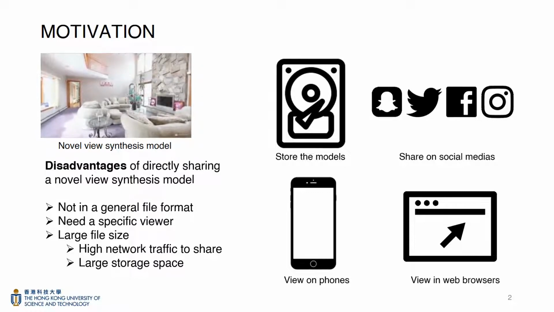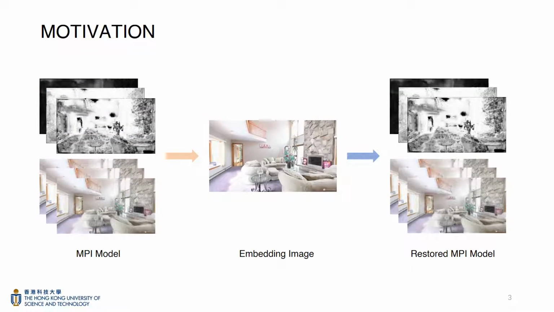To solve these problems, we propose a novel approach that embeds a model into a single embedding image that can be converted back to view from different viewpoints. We adopt the popular novel view synthesis representation of multi-plane images, also known as MPIs. Our model first encodes 32 MPI layers into a JPEG image. Then this JPEG image can be converted back to an MPI to render novel views.